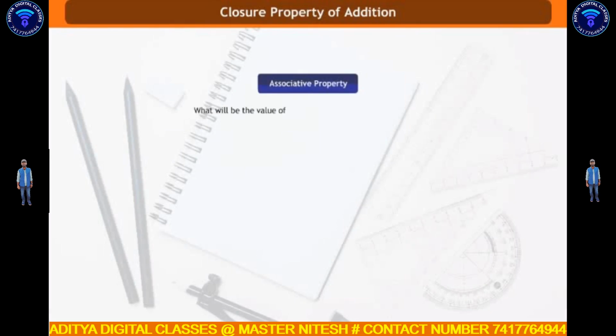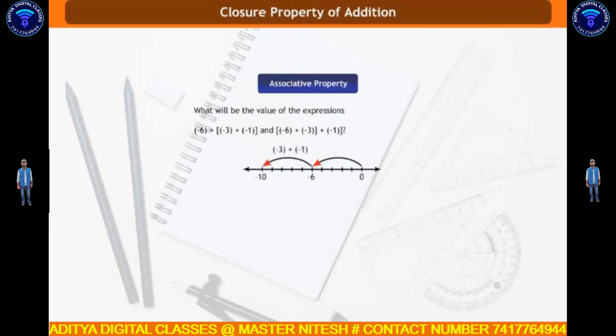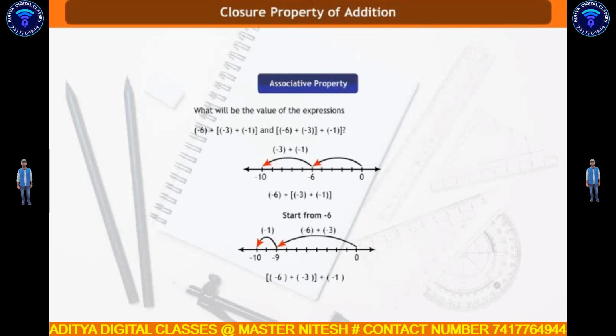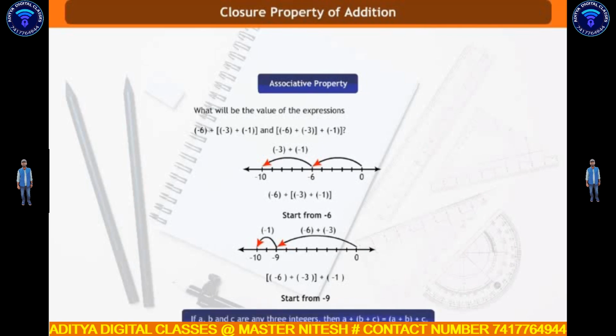Associative property. What will be the value of the expressions minus 6 plus minus 3 plus minus 1 and minus 6 plus minus 3 plus minus 1, grouped differently? By solving the equation in the number line representation, in both cases we get minus 10. It is known as the associative property of integers over addition, which states that if a, b and c are any three integers, then (a plus b) plus c is equal to a plus (b plus c).